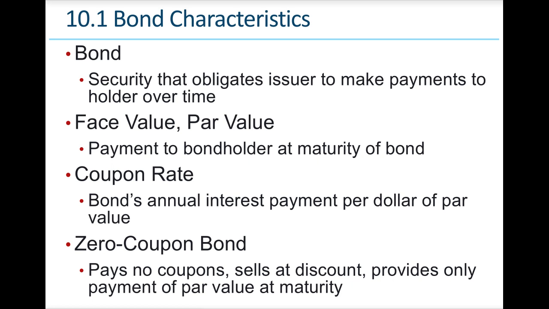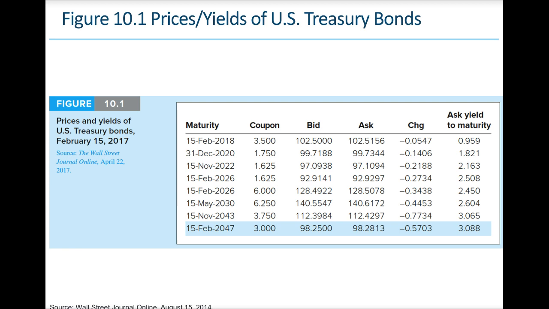And some coupons are zero coupon bonds, which means that the bond just sells at a discount, and then when it matures, you get the full value of the bond. So you might buy, say, a savings bond. It's a $1,000 savings bond, but you only pay $500 to buy it, and when it matures, you get the $1,000. So you get all your interest at the end of the maturity.